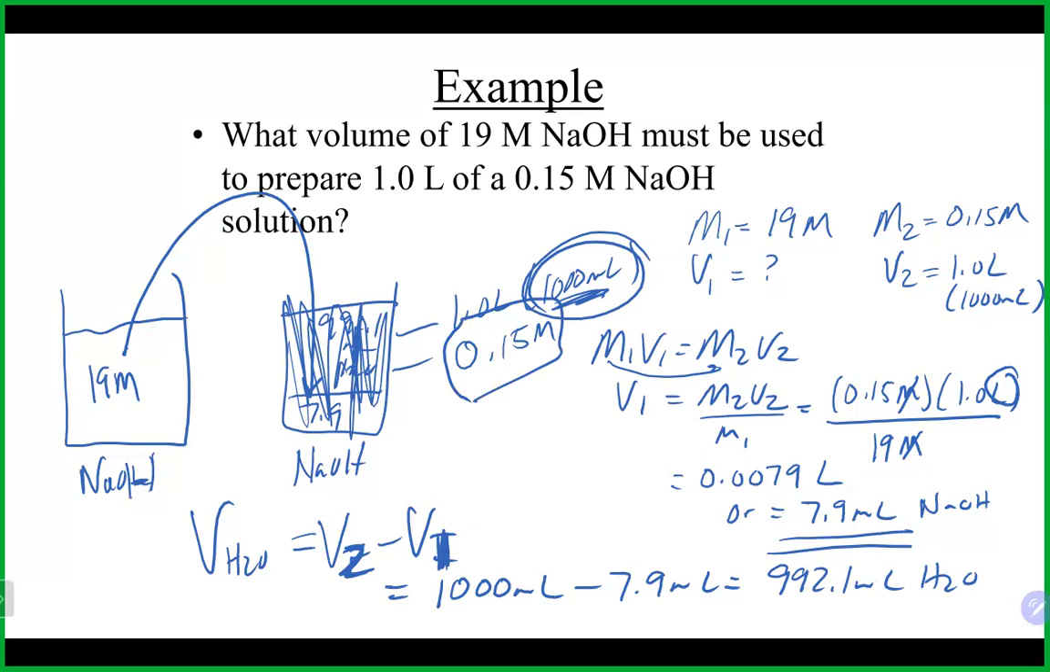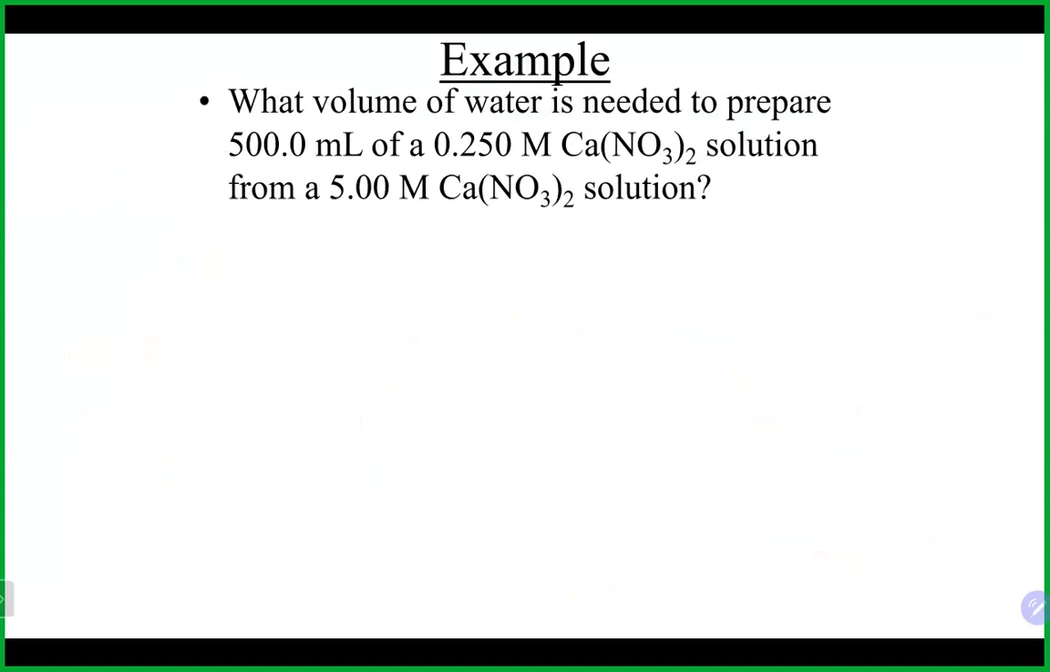Any questions on that there? So I would say that's a super common sort of question that is asked in dilution problems, is like how you make the solution or how much water you need to add to get this thing diluted to the proper concentration. Any questions? All right, why don't you try one then here? What volume of water is needed to prepare 500 milliliters of 0.25 molar calcium nitrate solution from a 5 molar solution?